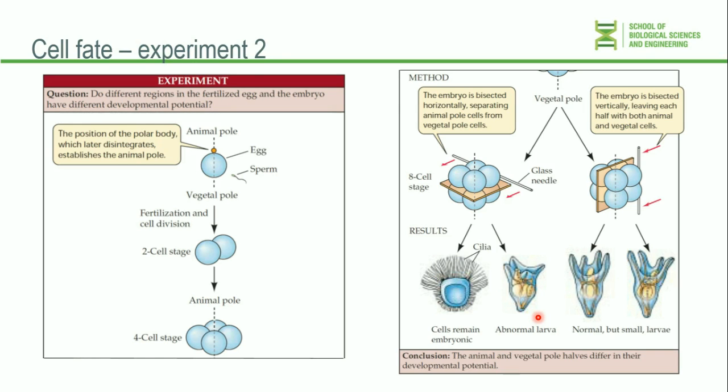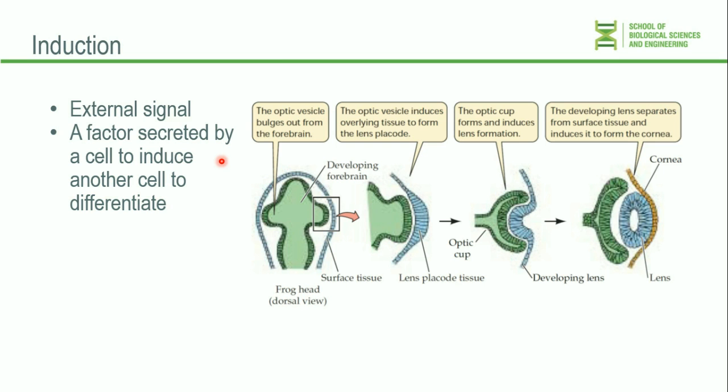On the other hand, when we maintained the polarity by cutting through the vertical plane, we did get normal larvae, although they were a little small. They were quite normal. So here we can see in this particular organism, the cell fate has already been determined by the polarity of the embryo, which is due to the polarity in the early zygote. Pretty cool, huh? All right.